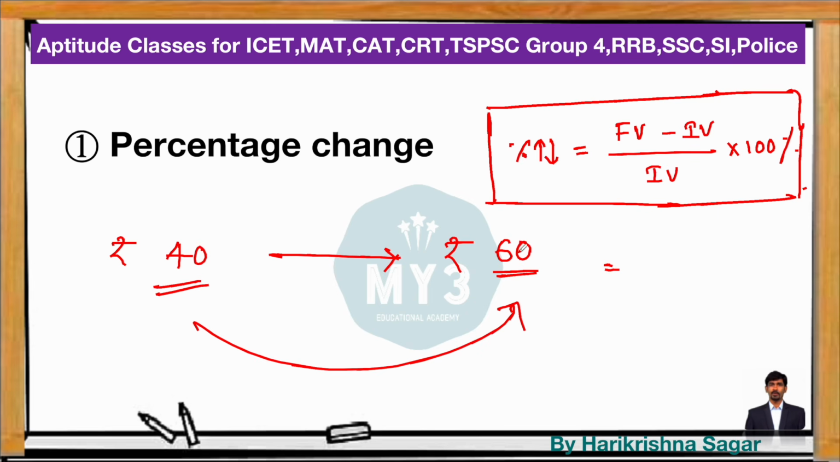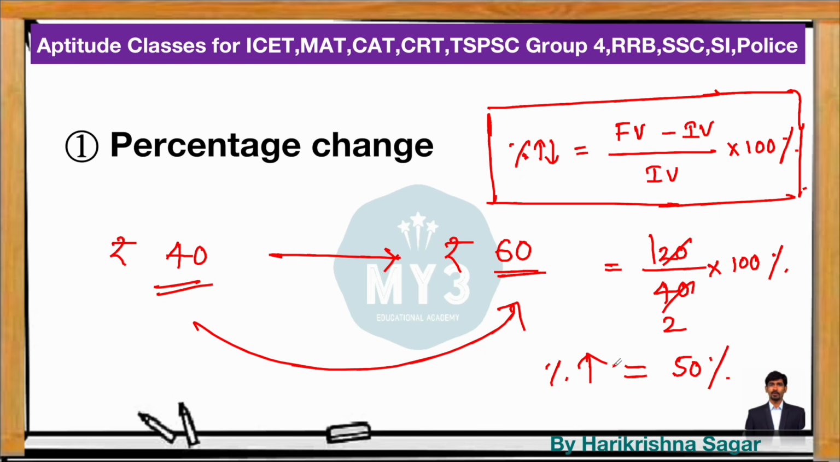So the difference, 60 minus 40, is equal to 20, and the initial value is 40. So 20 by 40 into 100 percentage. This you can further simplify. 20 ones are 20, 2 twos are 100 by 2 is 50. Keep the percentage symbol. That means the percentage increase here is 50. That is how you can calculate the percentage increase.